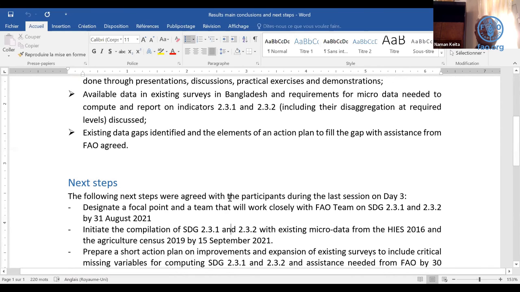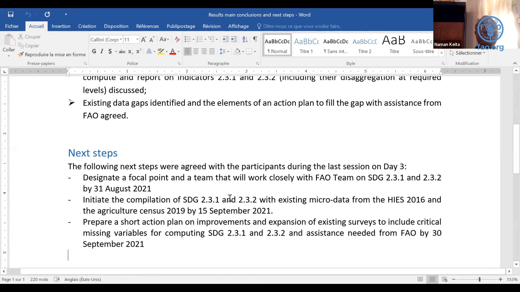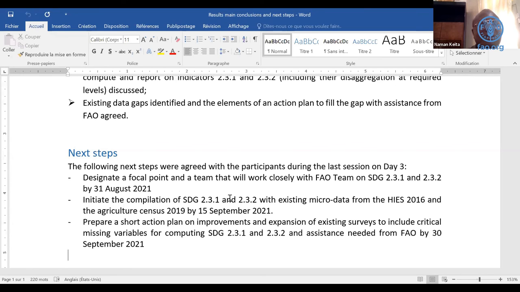Now, regarding the next steps, here I am trying to put what we are doing with other countries. Since there are some available data in Bangladesh, particularly from the two sources, the Ag Census and the Household Income Expenditure Survey, the first step would be to designate a focal point and a team in BBS that could work closely with the FAO team, not using the Cape Verde or other data, but using the data from Bangladesh in order to compute SDG 2.3.1 and 2.3.2. I put here that this should be done by August 2021, but I'm not sure this is realistic. Maybe we can at least start with the Household Income Expenditure Survey, whose data is available, because the census data processing is not completed yet, if I understood.